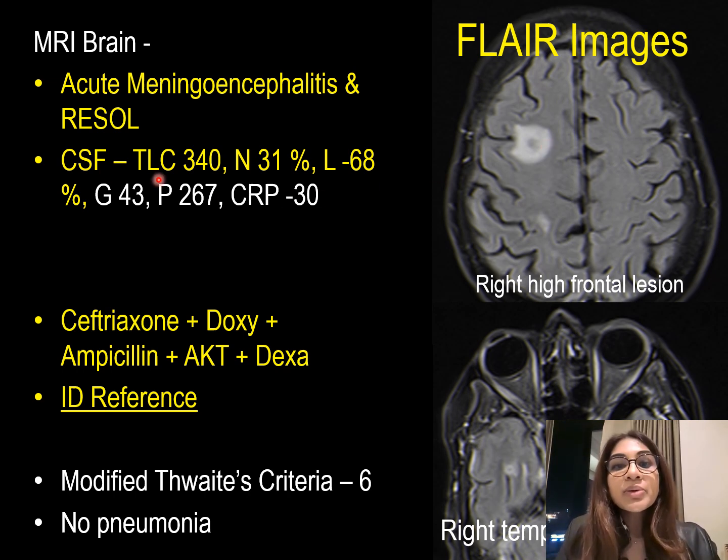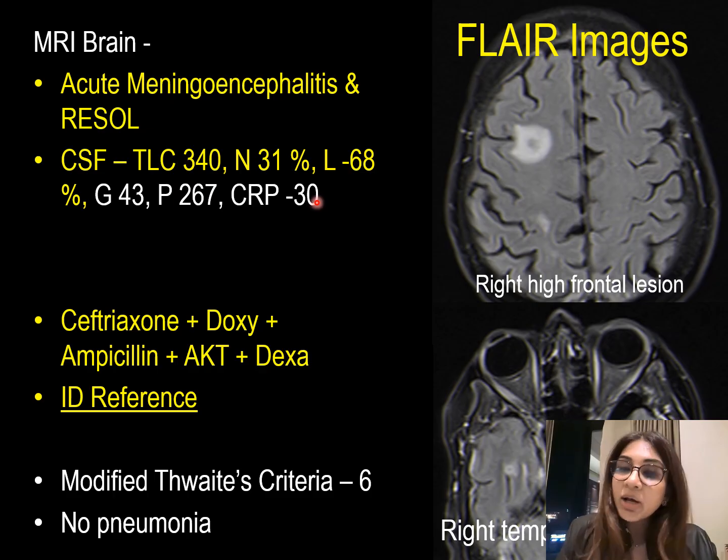Now, when the CSF was performed, that showed a CSF pleocytosis, which is predominantly lymphocytic, with elevated proteins and hypoglycorrhachia. The CRP was elevated, but not too much, around 30. Now, based on this, the patient was initiated on ceftriaxone, doxycycline, anti-TB drugs, dexamethasone, and an ID reference was sought.